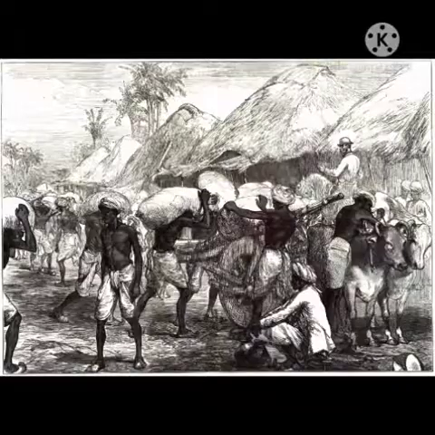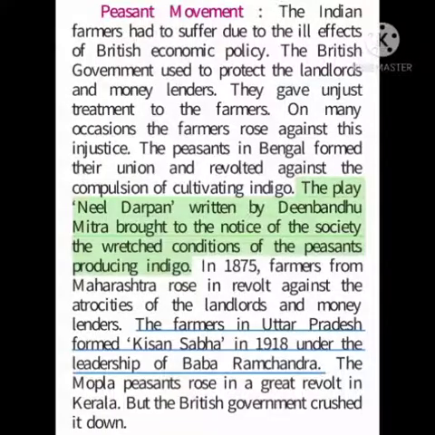Students, indigo is a cash crop, and peasants were forced to produce indigo, which resulted into the lack of food grains. And due to shortage of food grains, peasants in Bengal suffered from famine.